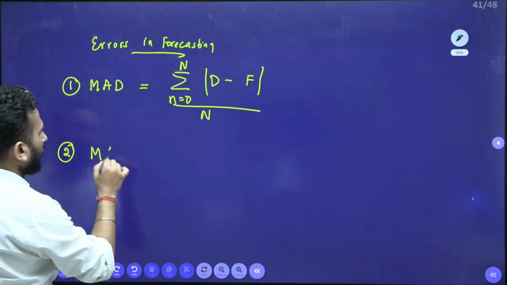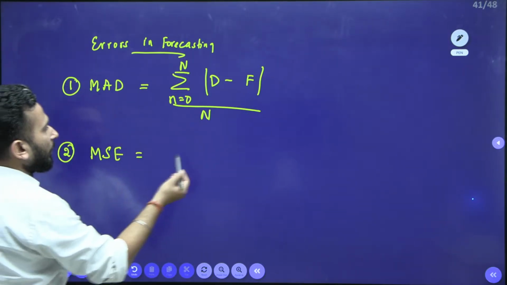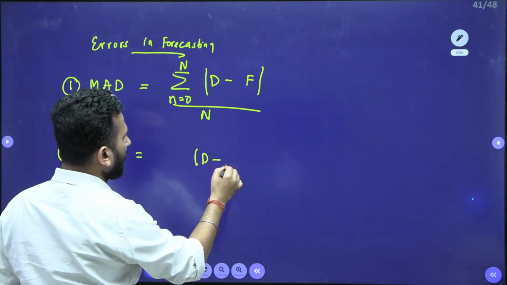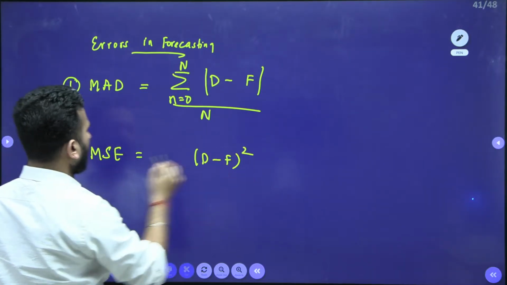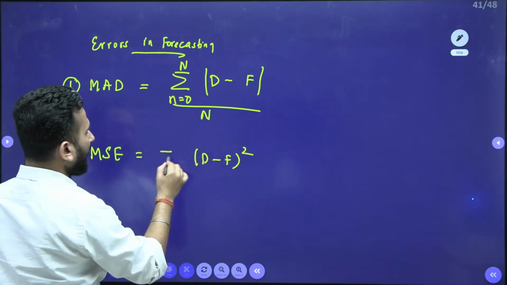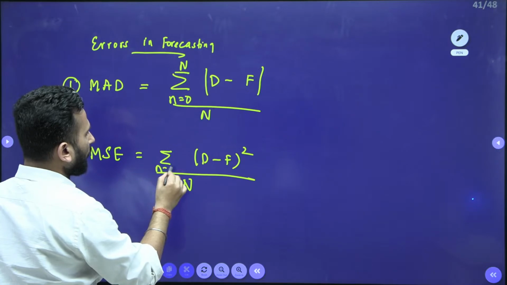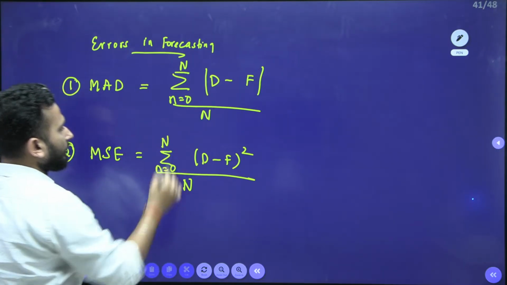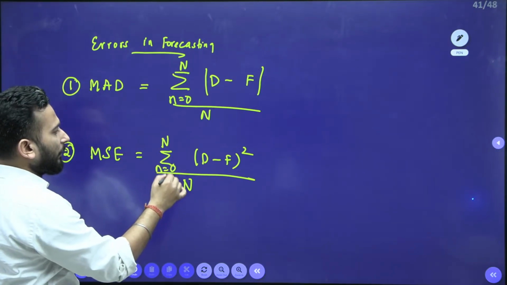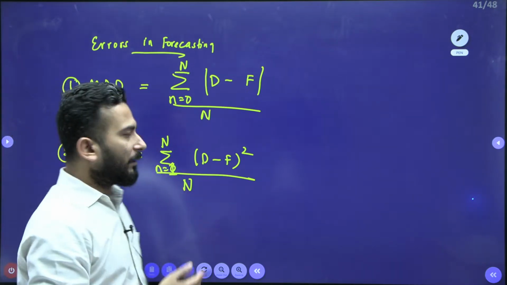Second, what is mean square error? What is error? Error is D minus F, squared. And what is the mean? Mean is the entire summation divided by n, from 1 to n. That means you are taking the mean, divided by n.